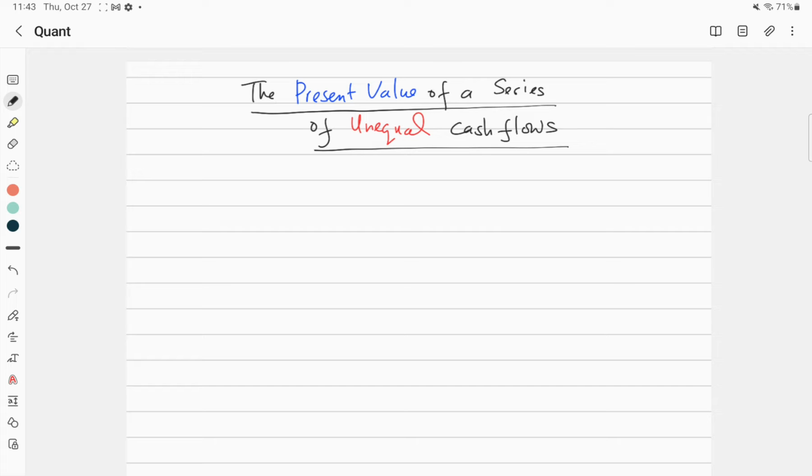Let's set an example. Again, we're going to do a timeline so it's very easy to understand the problem. Let's have a timeline here. So we have an ordinary annuity that pays for the next 5 years. This is today, end of first year, second year, third year, fourth year, fifth year. This timeline is in years.